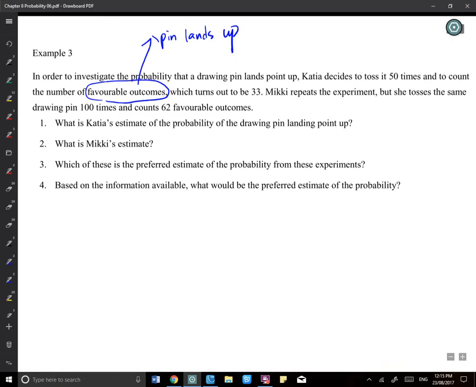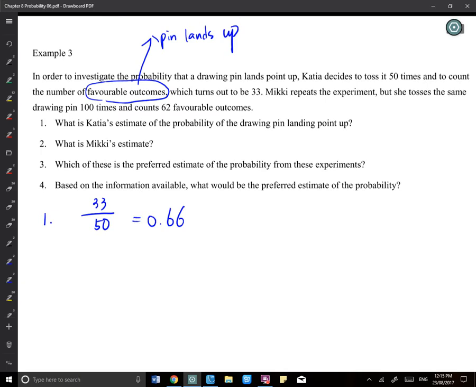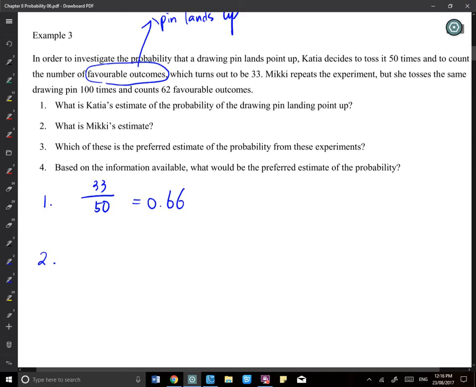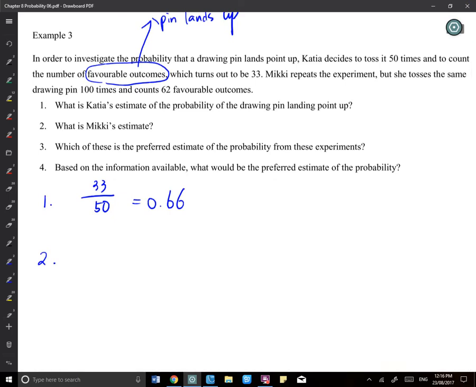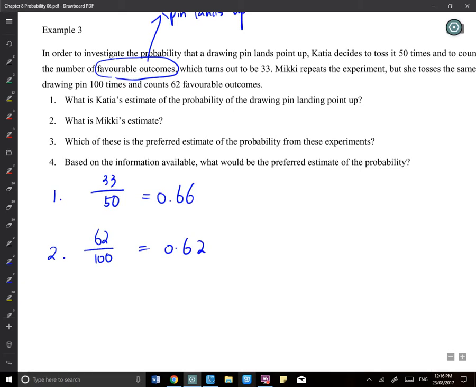So what is Katya's estimate of the probability of the drawing pin landing point up? That probability will just be 33 over 50, that's 0.66. Number 2 is asking, this is experimental probability, what is Mickey's estimate? Mickey's estimate is 62 over 100, that is 0.62 by doing the experiment.